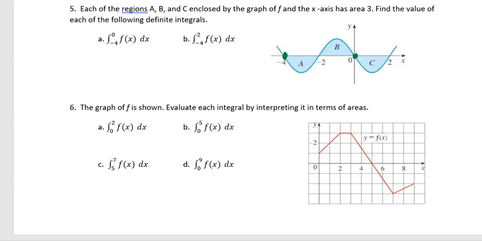Now it says that each of the regions has an area of 3. So I'm going to say this one's -3 because it's below the x-axis. I'll say this one is 3 because it's above the x-axis. And then for the last part, I'll say C is -3 again because it is below the x-axis. So now I'm looking at the integral from -4 to 0. So this piece right here, starting at -4, working our way to 0. It looks like the -3 and the +3 are going to cancel each other out, and we're going to have an integral value of 0.